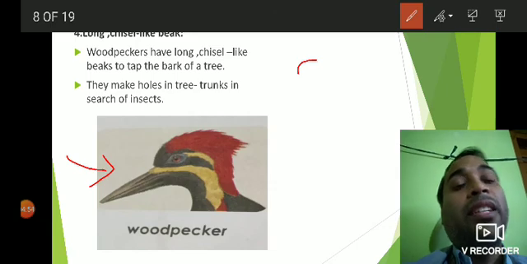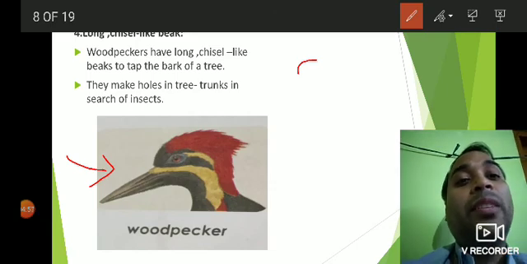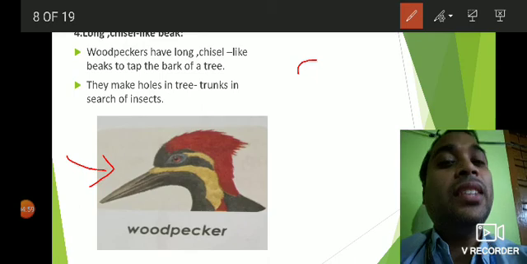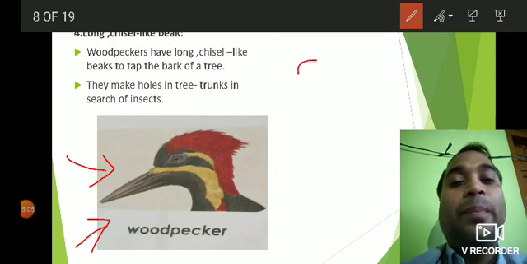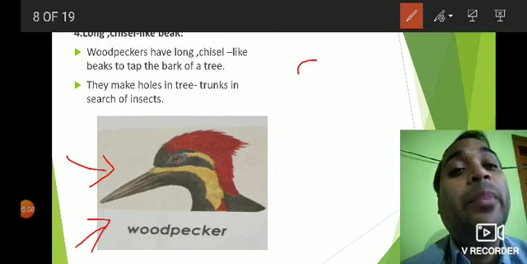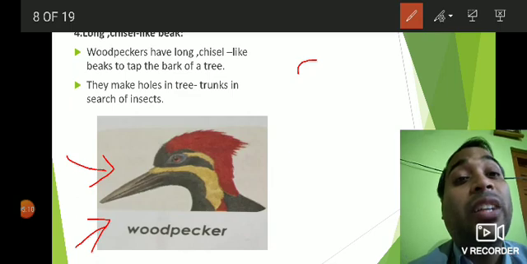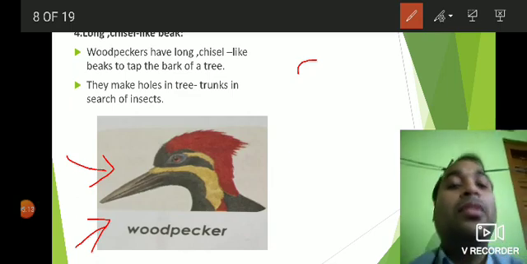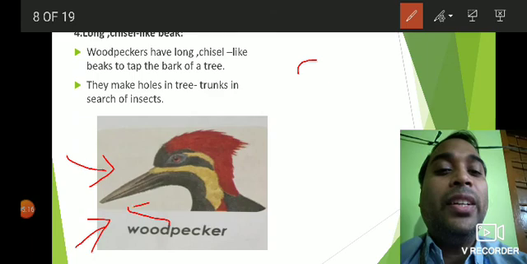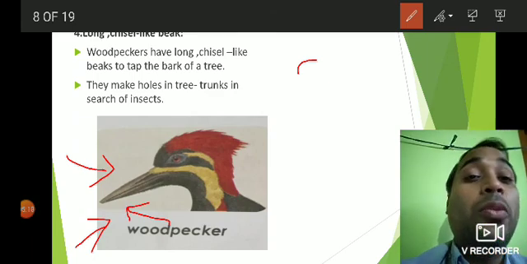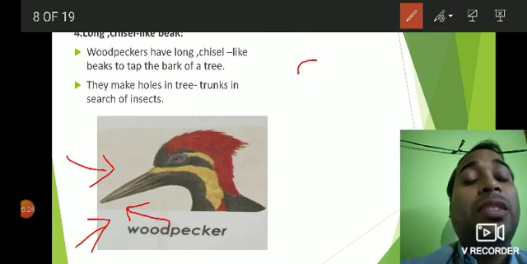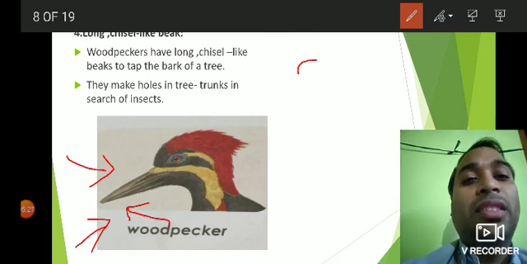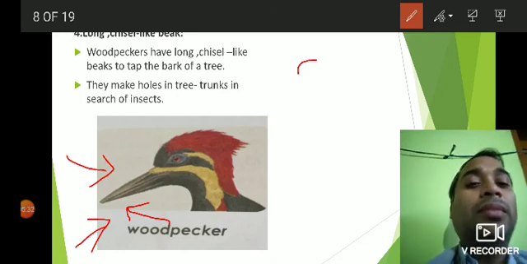Since a chisel is taken by carpenters to cut wood, in the same way, the nature of the beak is what? Chisel-like. So chisel-like means it will be for which bird? For the woodpecker. Woodpeckers generally have long chisel-like beaks to tap the bark of a tree. They make holes in tree trunks in search of insects. Because of the nature of their beaks, since it is chisel-like, they can easily make holes in the tree trunks. This helps them get the insects which are present in the bark of the trees or inside the bark of the trees. So this is how they get their food.